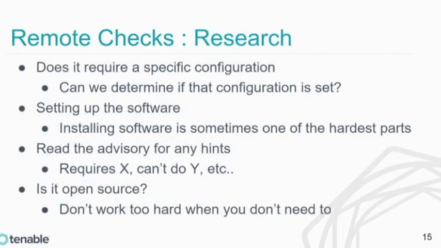So the real process looks more like this. We start with research. We get a vulnerability in front of us. One of the first things we do is we read. What does the vulnerability say it is? Does it say it's a buffer overflow? Does it say heap overflow? Is it a web directory traversal? What is the vulnerability?